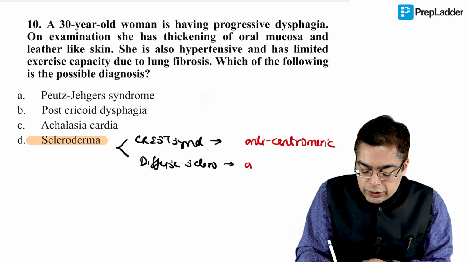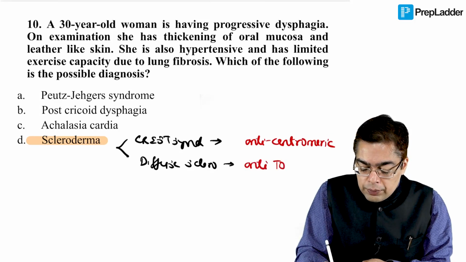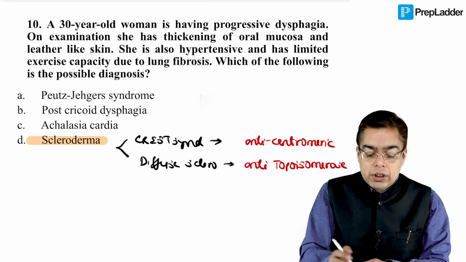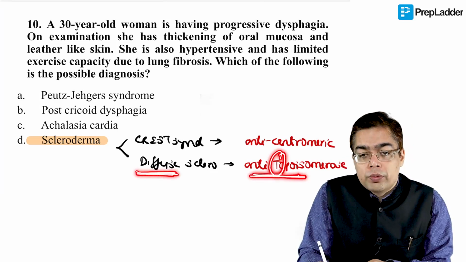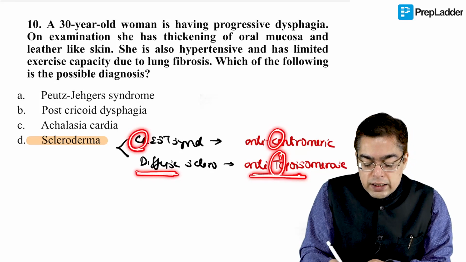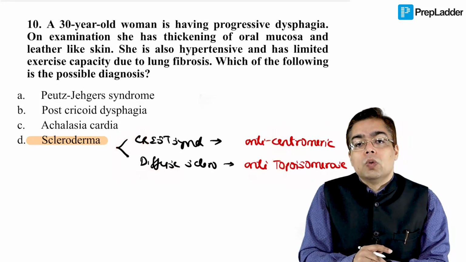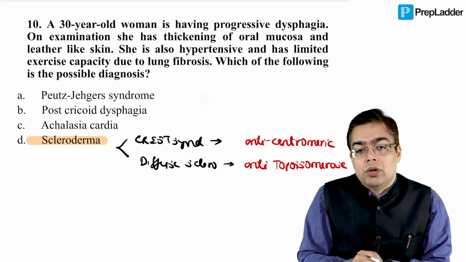And as and when we're making a mention of diffuse scleroderma, a very importantly asked question in your exam so many times earlier, therefore I'm making a mention of the anti-topoisomerase antibody. So when you get involvement of the total organs in the body, diffuse involvement, that is topoisomerase. C for centromere, C for CREST. That's a simple trick I can help you remember the fact with respect to the antibodies in context of scleroderma.